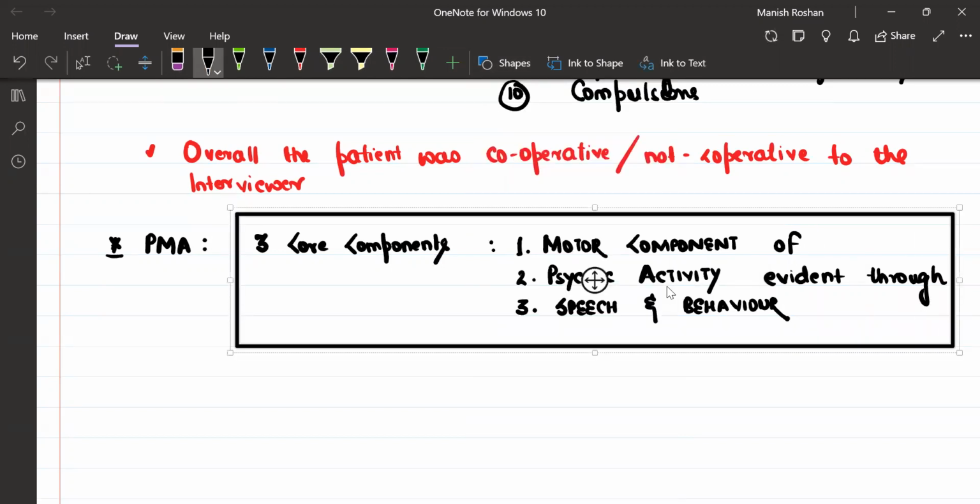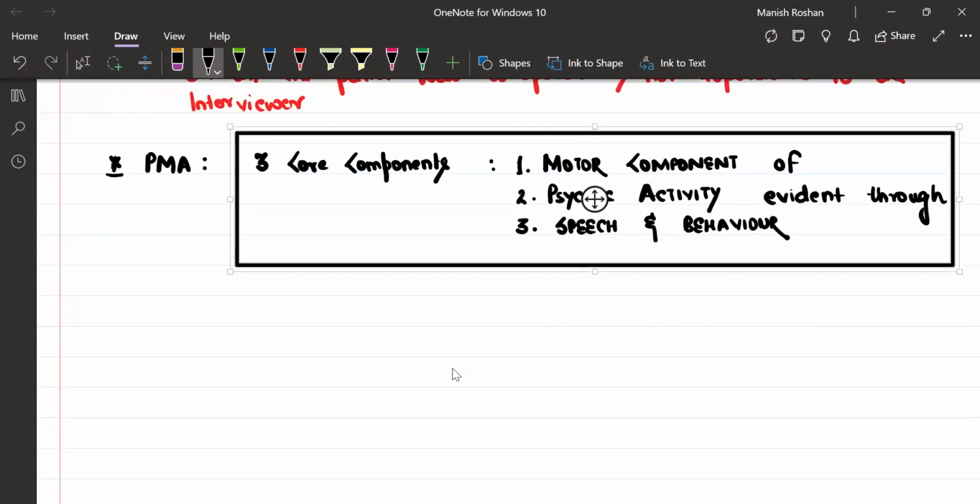So this forms the three core components. So psychomotor activity is defined as relating to the combined physical and mental activity. That is, both parts are included. It includes both the physical plus mental activity.